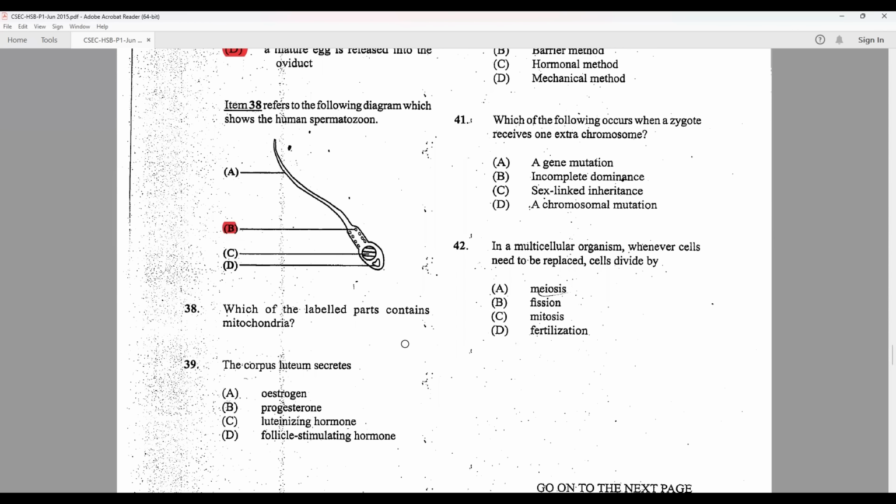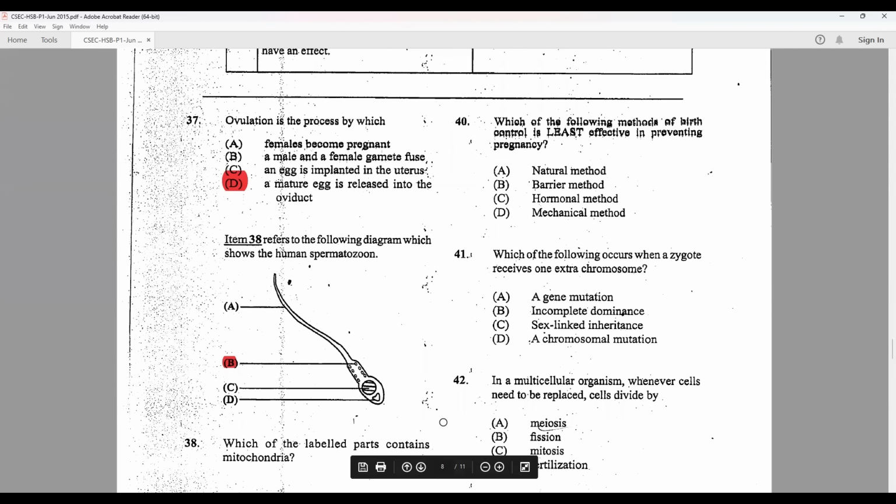The corpus luteum in question 39 secretes what? If we remember the corpus luteum, we know progesterone. Progesterone is the answer that we're looking at. Estrogen is from the ovaries; luteinizing hormone and follicle stimulating hormone, FSH, are from the pituitary. So progesterone is the only answer.